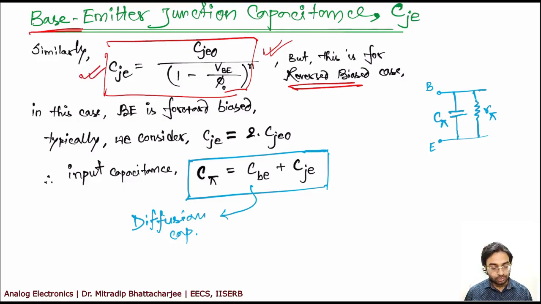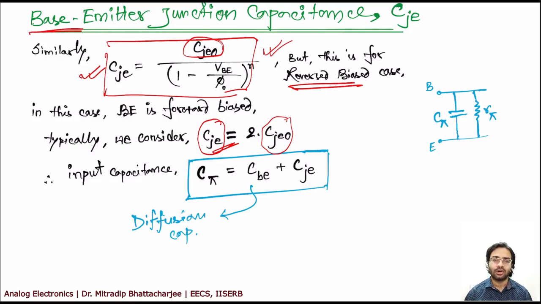So what people found is that the base emitter junction capacitance CJE is equal to 2 times CJE0, where CJE0 is the zero bias capacitance. So twice this value is your base emitter junction capacitance. This is an empirical formula. Empirical formula means there is no physics or anything behind this formula.